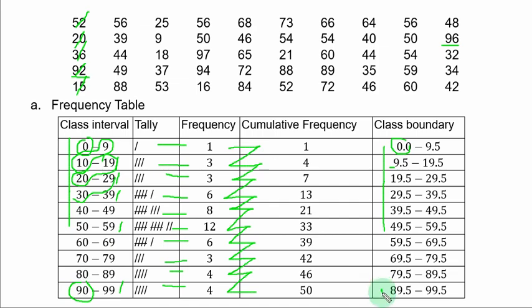89.5. Then for the upper class boundary, you add the boundary value to the upper class limit. So you have 9 plus 0.5, you have 9.5, this 9.5 here. Now let's take 39 plus 0.5, you have 39.5. Let's take 89 plus 0.5, you have 89.5. So this is how you obtain the class boundary.